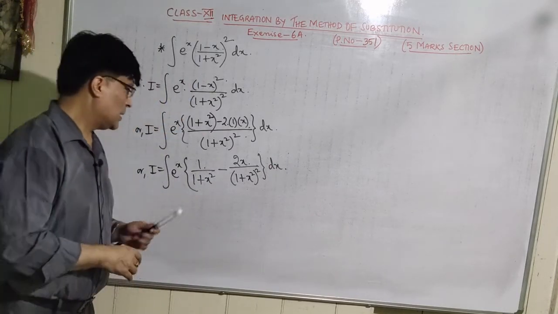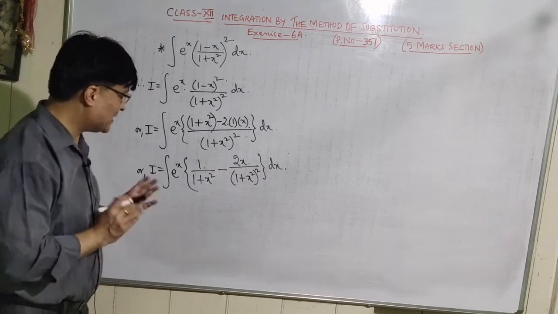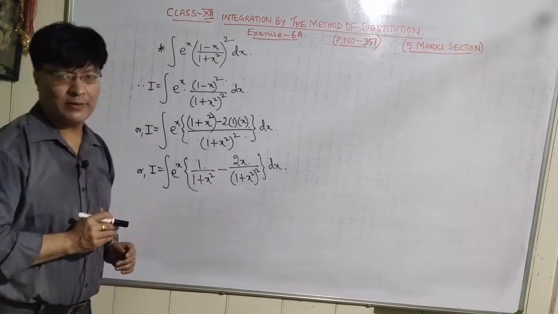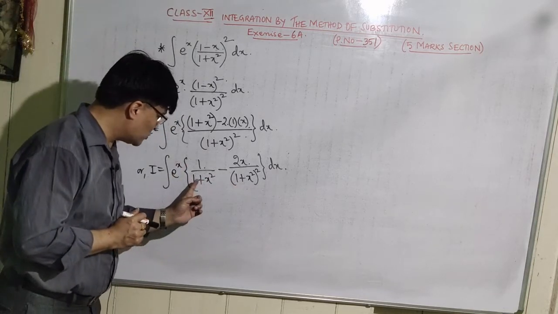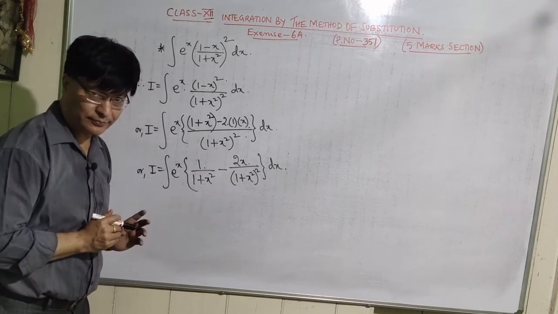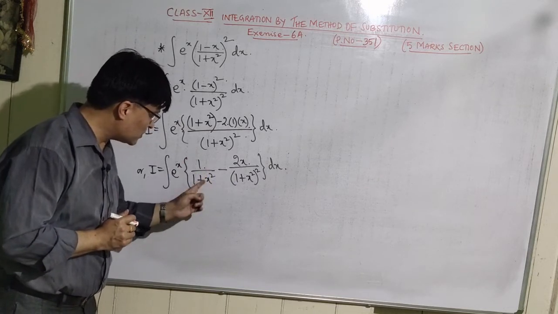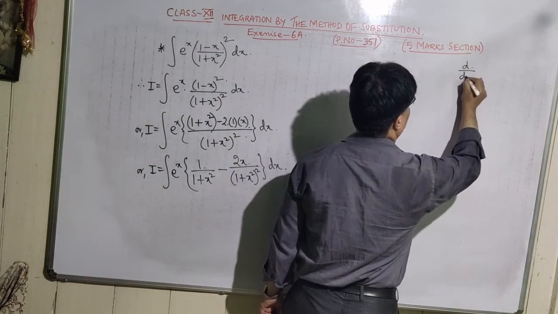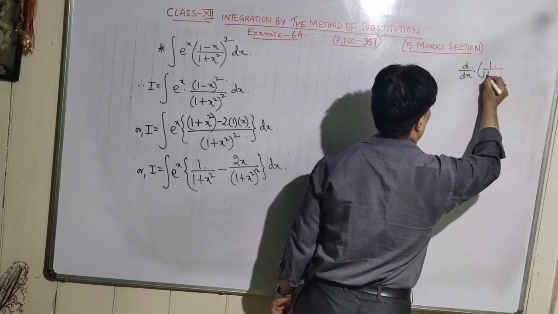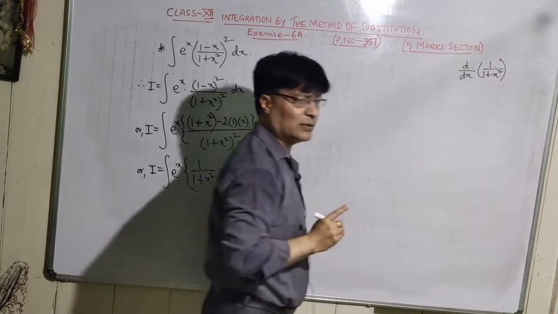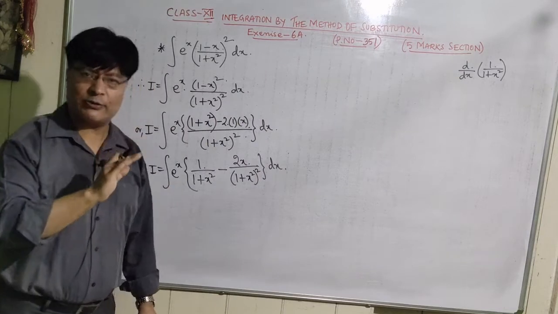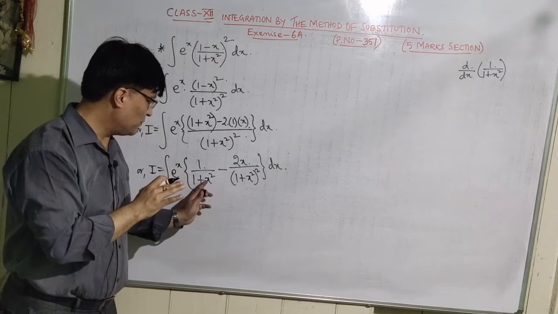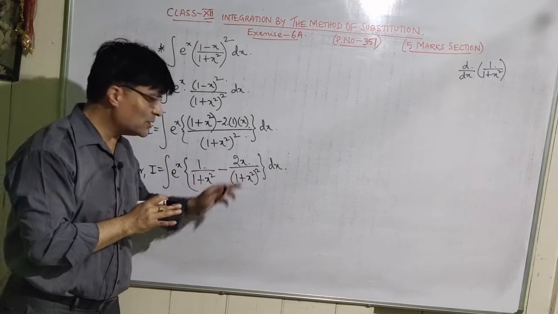Understood now? Now here also you can check what is the relation between these two algebraic functions. That is, differentiation of the first function is the second function. Let us check it. That is dy dx of 1 upon 1 plus x square. Let us check it. If you differentiate the first function, are you getting the second term or not?